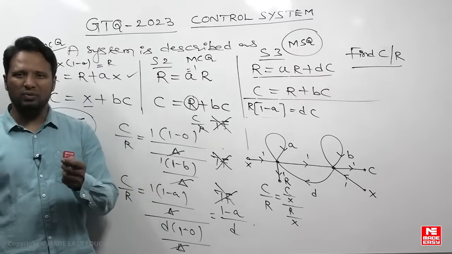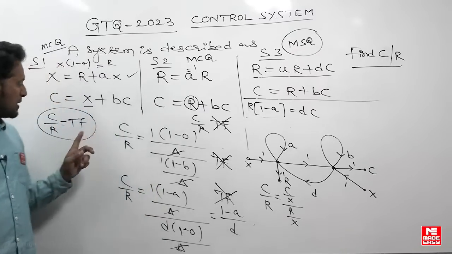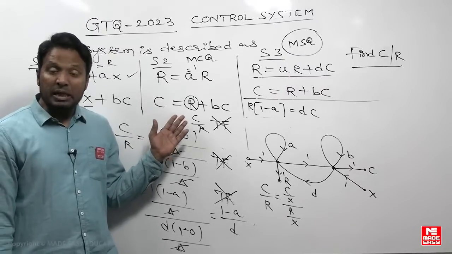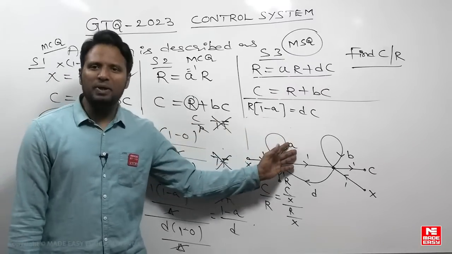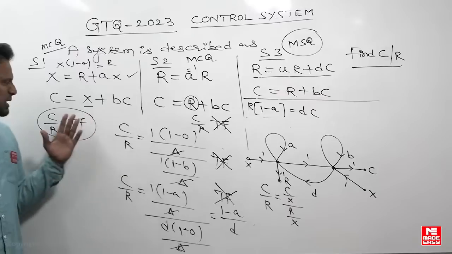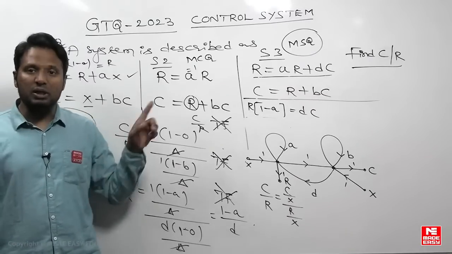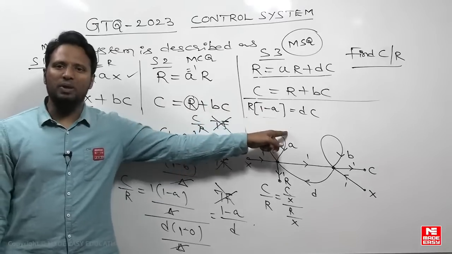So what I am trying to convince you is, if it is a transfer function, it should be unique. If it is not a transfer function, it may be unique, it may not be unique. I repeat, if it is a transfer function it should be unique, if it is not a transfer function it may be unique, it may not be unique.